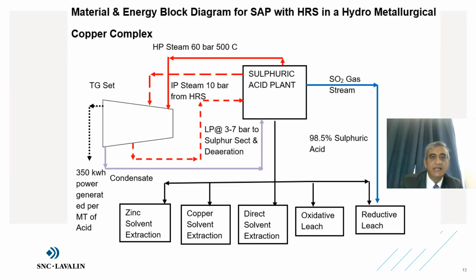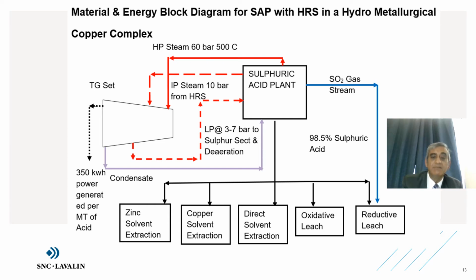Here is a material and energy block diagram for a sulfuric acid plant with HRS in a hydrometallurgical copper complex. High pressure steam generated at 60 bar 500 degrees C along with intermediate pressure steam at 10 bar from HRS is taken to the turbo generator to generate power. A small amount of low pressure steam at 3 to 7 bar is extracted for internal use within the sulfuric acid plant for melting sulfur and deaeration, etc.